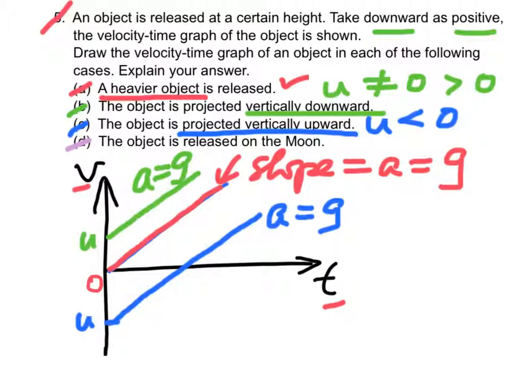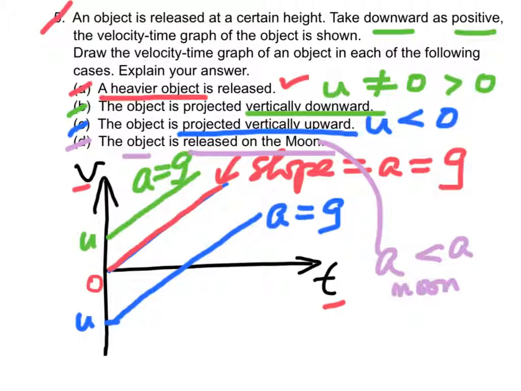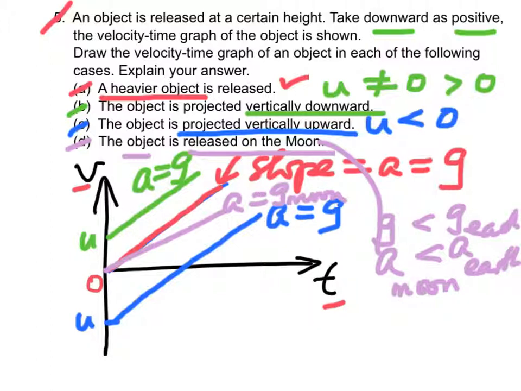For part D, if the object is released on the moon, since the acceleration due to gravity on the moon is smaller than the acceleration due to gravity on the Earth, that is, g on the moon is smaller than g on the Earth, therefore, we have a smaller slope and the new graph will look like this one, because a equal to g on the moon, smaller than 9.81 meter per second squared.